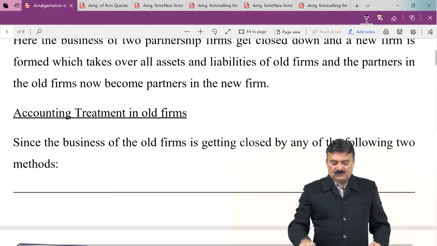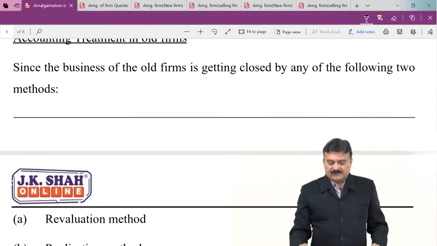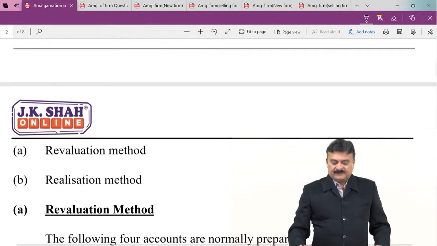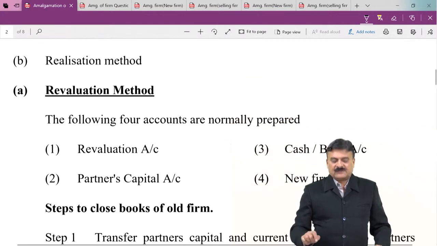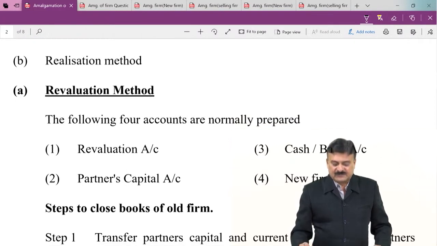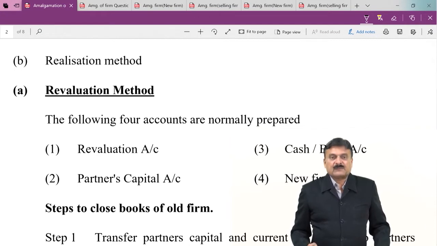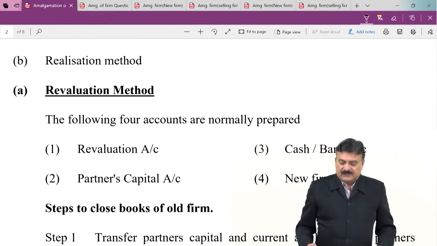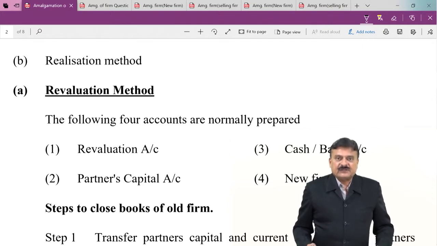Accounting treatment in old firms. Since the business of old firms is getting closed by any of the following two methods, revaluation or realization, we will be going by revaluation method. The following four accounts are normally prepared: revaluation account, cash bank account, partners capital account and new firm account.